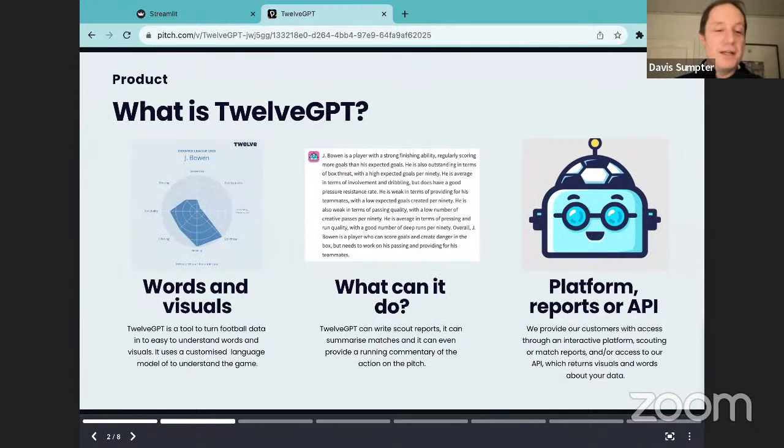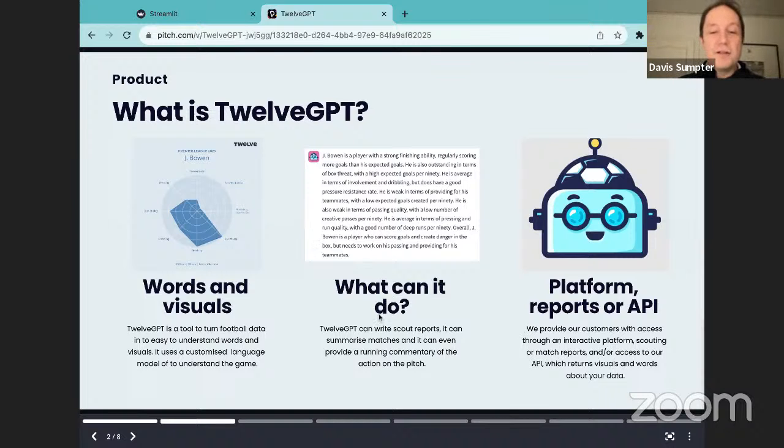Well, what is 12GPT? It's both words and visuals. For a long time, we have been specializing in developing and delivering powerful visuals which describe what's happening on the pitch and describe things about players. And so 12GPT is a tool to turn football data, which you get from many different data providers, into easy to understand words and visuals. It uses a customized language model in order to understand the game. Well, what can it do?